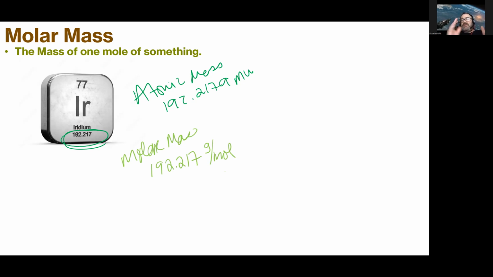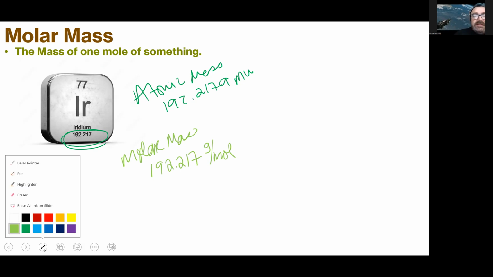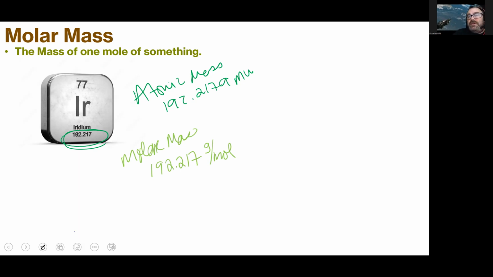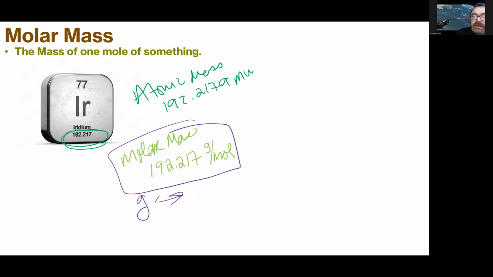Okay. Atomic mass is AMUs, molar mass is grams per mole, but the number is the same thing. And this is because they're both defined off of carbon 12. So they link together through carbon 12. All right. This is a conversion factor, and we can use this as a way to get back and forth between grams of stuff and moles of stuff.